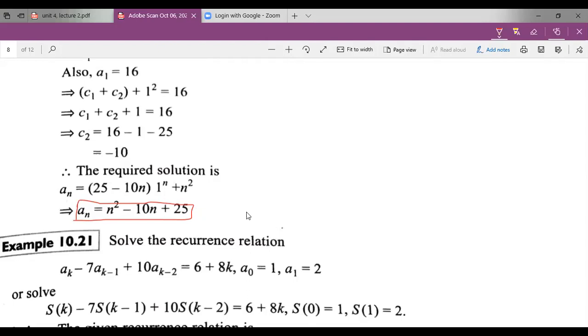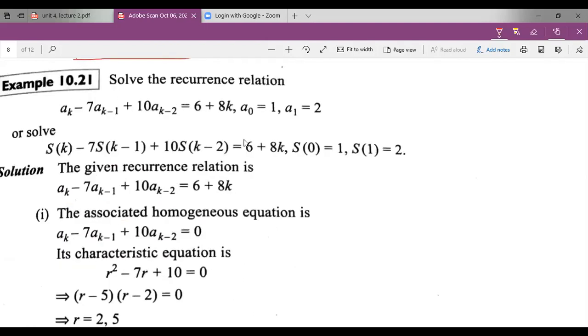Okay. Another problem, solve the recurrence relation AK minus 7 AK minus 1 plus 10 AK minus 2 is equal to 6 plus 8K with initial conditions A naught is equal to 1, A1 is equal to 2. This can also be asked like S of K minus 7S of K minus 1 plus 10 S of K minus 2 is equal to 6 plus 8K. So here S of 0 is equal to 1, S of 1 is equal to 2.